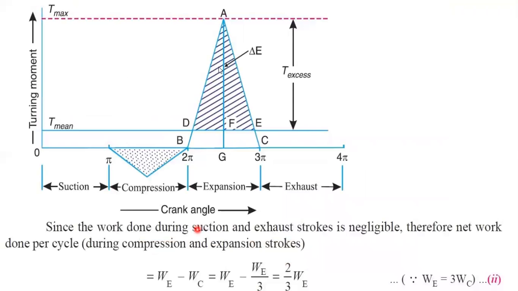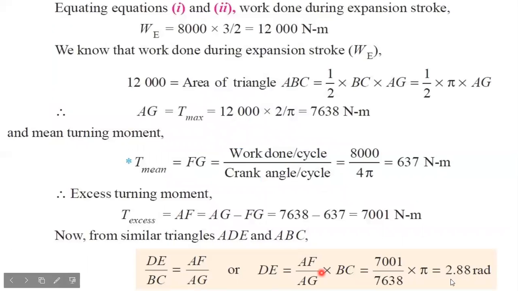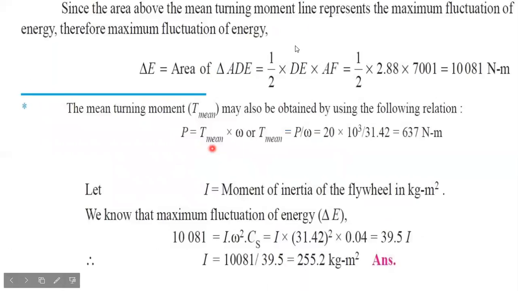Now we need to determine the maximum fluctuation of energy, delta E, for the triangle ADE. For that purpose, we need to know the value of DE as we saw earlier. For that, we're going to compare similar triangles. So DE by BC is equal to AF by AG. So keep DE alone on the left hand side and take everything to the right hand side and determine the value of DE as 2.88 radian. So here we need to determine the fluctuation energy for the triangle ADE. So half into DE into AF. DE value we know, AF value we know. We can easily calculate the maximum fluctuation energy as 10,081 Newton meter.